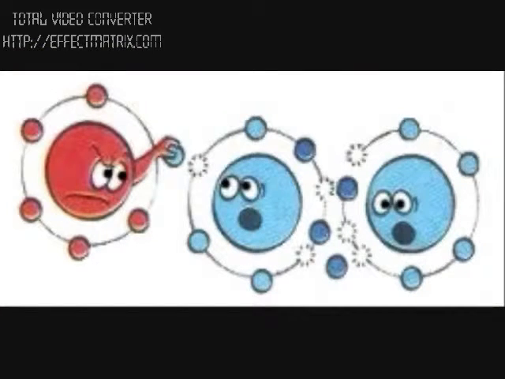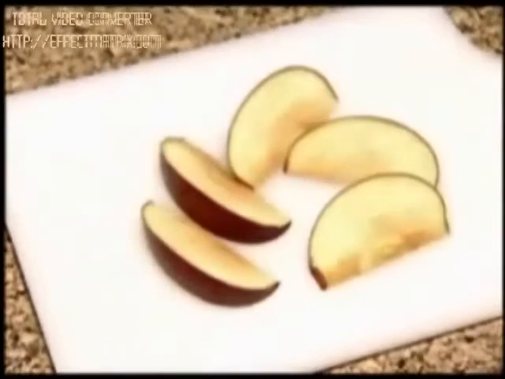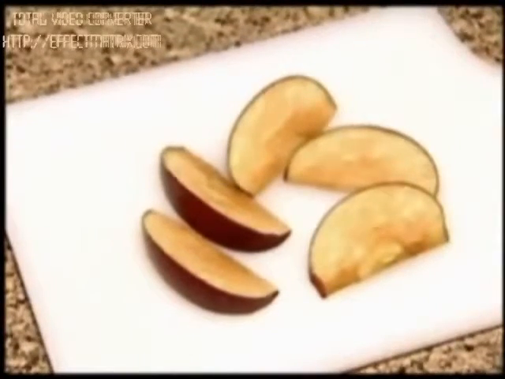A simple way to demonstrate radical damage is with an apple. An apple that is exposed to the air will turn brown in a matter of minutes. This is free radical damage.